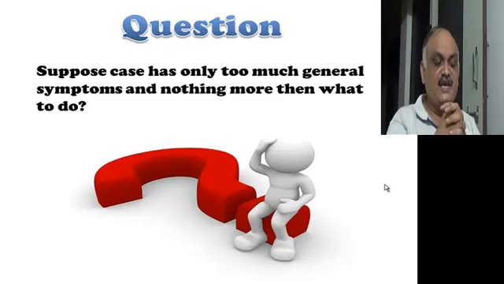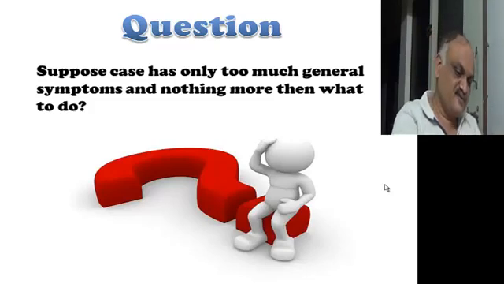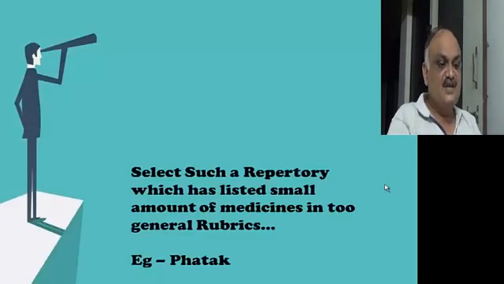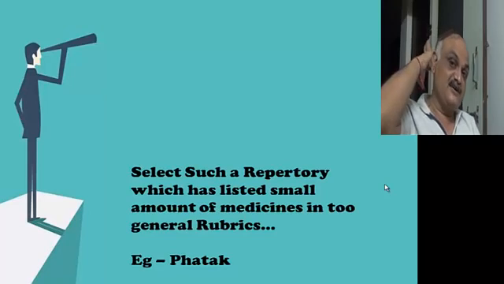But I want to say, if this kind of situation arises in the case, then you have to select a repertory which has general symptoms with a small number of remedies in that symptom. Let's see. Select such a repertory which has listed a small amount of medicines, which are very sure medicines, experimented medicines in that general symptom. For example, the Phatak repertory. So select Phatak repertory in such kind of symptoms.